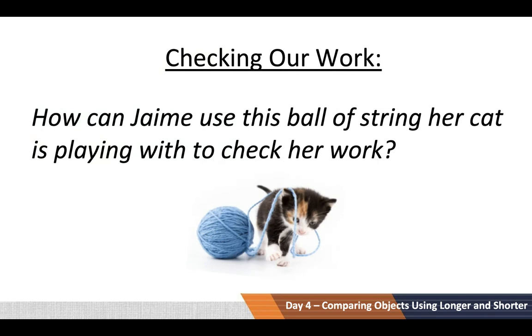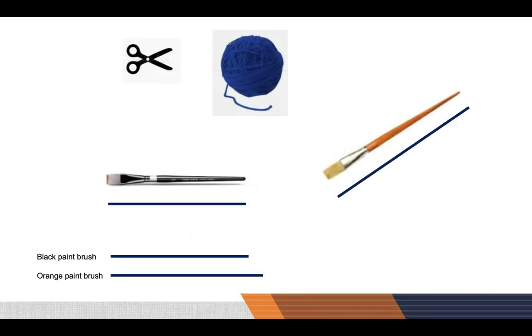We can show another way to check our work. How can Jamie use this ball of string her cat is playing with to check her work? So the first thing you would want to do if you're using string to measure is get a grown-up to get you some scissors and help you out. And then you would take the yarn or the string, line it up against each paintbrush, and cut it so that it fits the paintbrush exactly, or as close as you can possibly get it to.